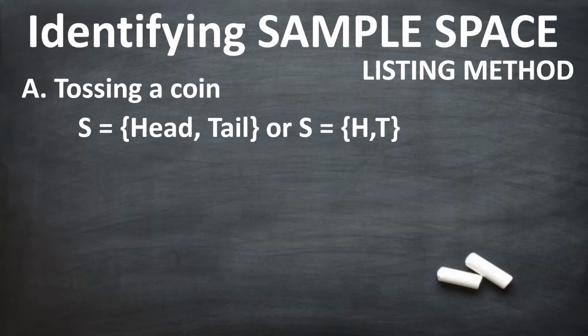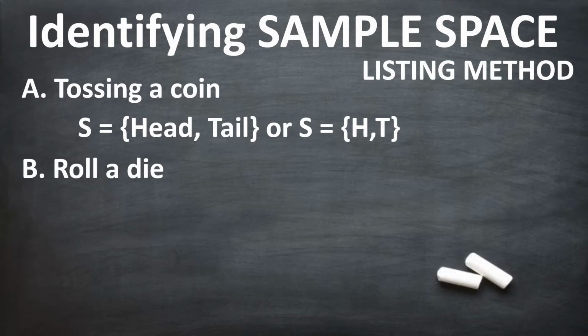Or if you do not want to write the whole term head and tail, you may also write it as S is equal to open bracket H for head, and then comma, and then T for tail, and then close bracket. So these are the possible ways in writing the sample space if you are in the listing method.